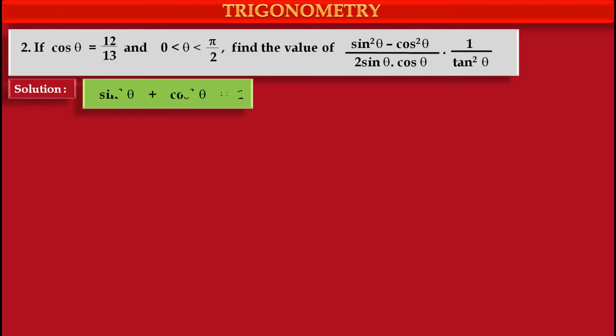So here we have to use one identity: sin square theta plus cos square theta is equal to 1. Therefore we can write this identity as sin square theta is equal to 1 minus cos square theta, because we have to find sin theta and cos theta is given here. So that's why sin square theta is equal to 1 minus cos square theta, means shifting cos square theta to the right hand side.